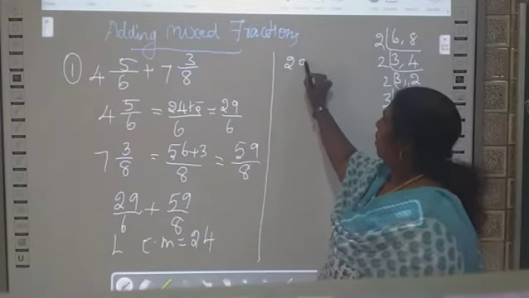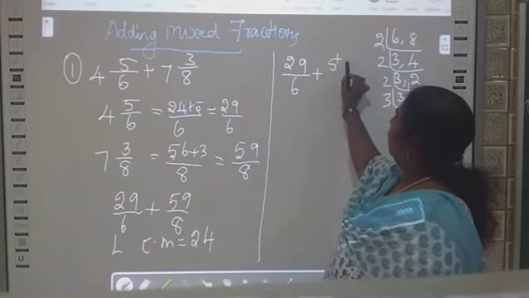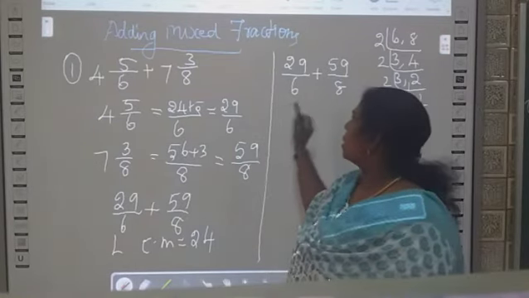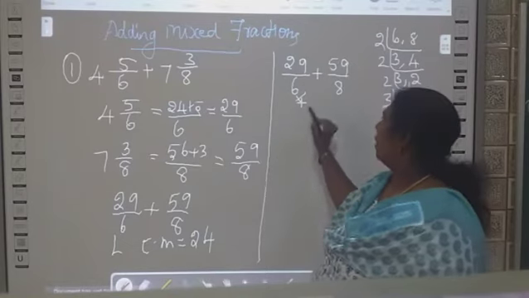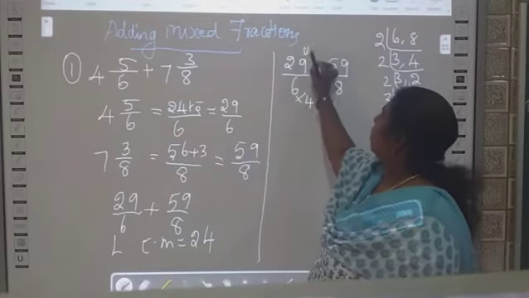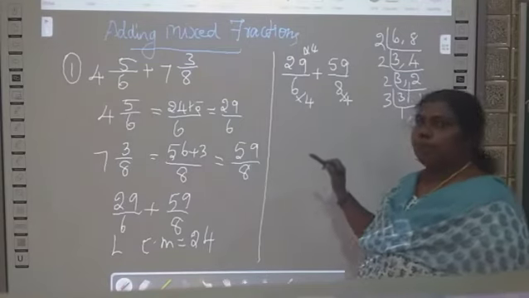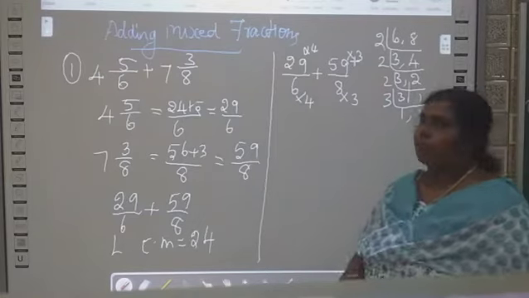29 divided by 6 plus 59 divided by 8. So denominator 24, right? 6 how many times? 6 times 4 is 24, right? Here also multiplied by 4. Here 8 how many times 24? 3 times. So here also multiplied by 3.